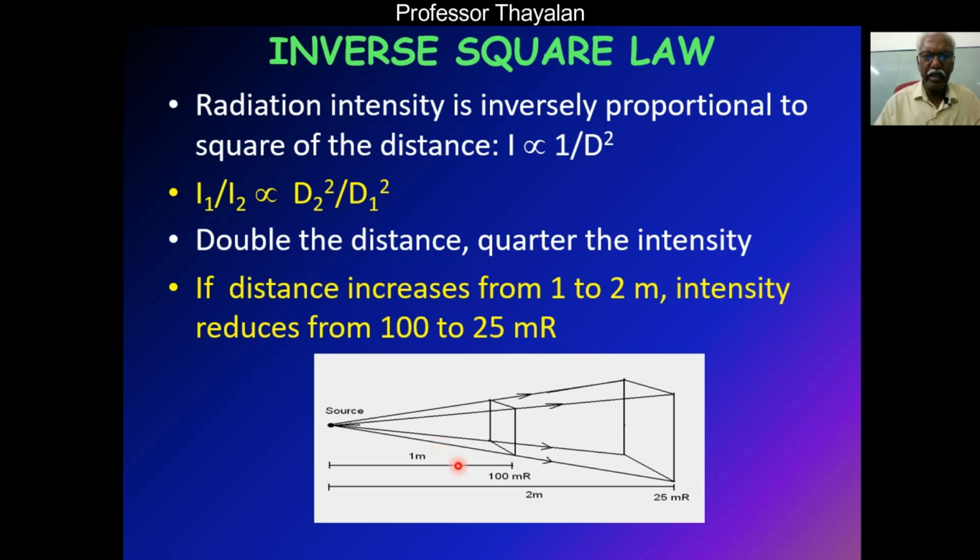You can see in the diagram. So this is the point where the intensity is 100 mR at 1 meter from the source. So if you go to 2 meters, the radiation intensity reduces to 25 mR. As the distance is doubled, the radiation becomes a quarter of the value.